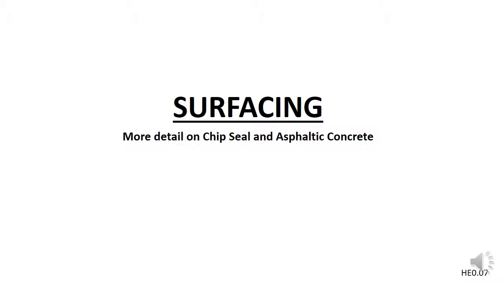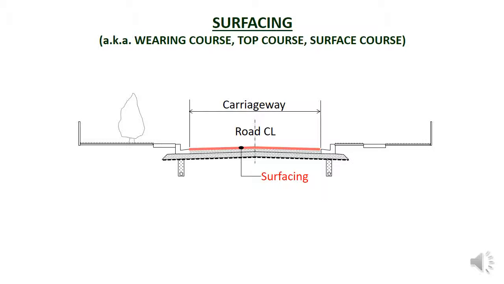In this video, we will look at the surfacings used on roads in more detail. The base course is usually topped with a surfacing. The surfacing layer has two main functions. Firstly, it prevents surface water from soaking into the base course and subbase. The second function of the surfacing is to provide a safe surface for vehicles to travel on.